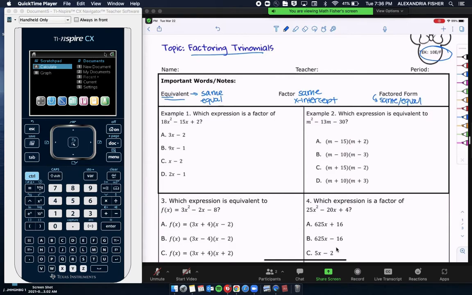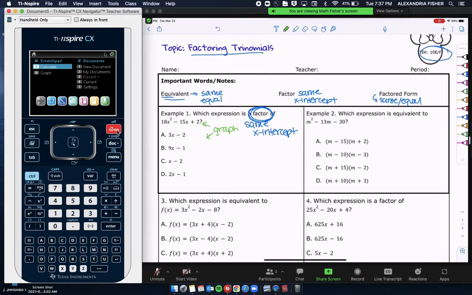So looking at example 1, which expression is a factor of 18x squared minus 15x plus 2? My important word in this problem is going to be factor. And if I'm looking at my important words, factor means same x-intercept. Okay. So what I'm going to do is I'm going to graph everything. Graph it all. Graph this equation and graph all my answer choices.